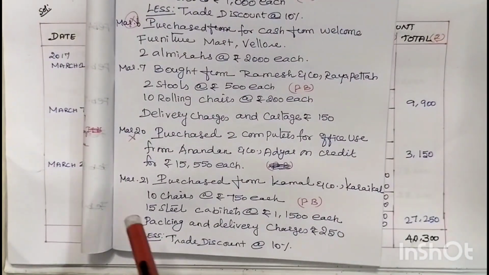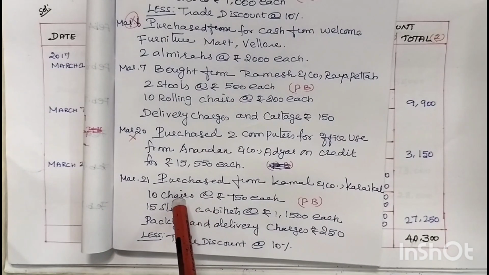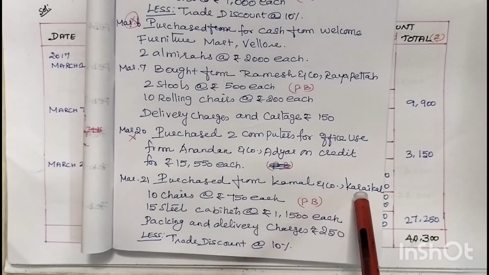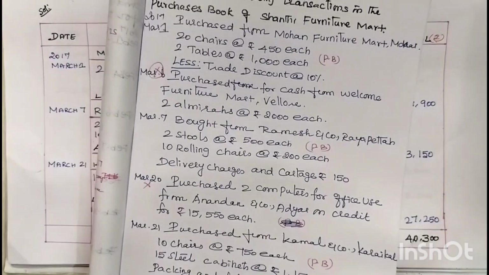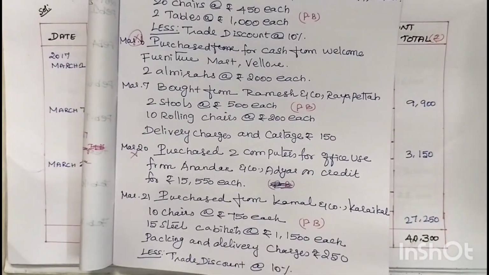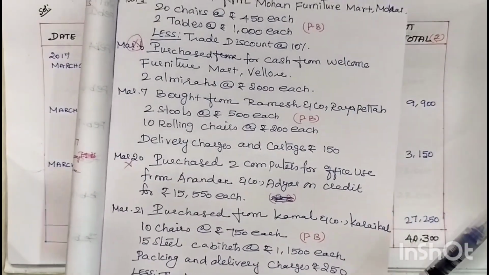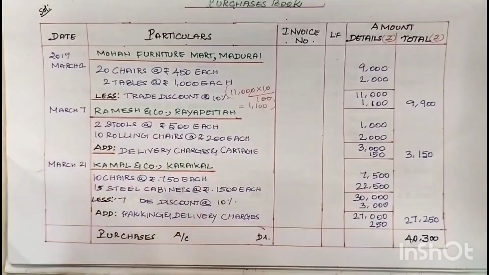Let's see the next transaction, that is March 21 purchased from Kamal and Co., Karaikal, 10 chairs at rupees 750 each and 15 steel cabinets at rupees 1500 each, and packing and delivery charges rupees 250 and less trade discount at 10%. Okay, what this transaction tells us, this is the credit purchases. You are going to enter this transaction into the purchases book.